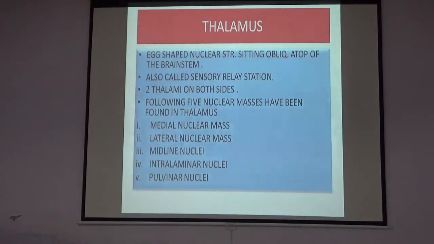Now, following 5 nuclear masses have been found in thalamus: medial nuclear mass, lateral nuclear mass, midline nuclei, intralaminar nuclei, and pulvinar nuclei.